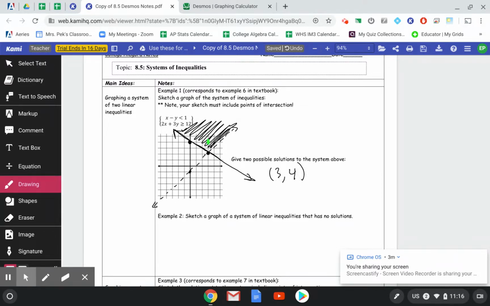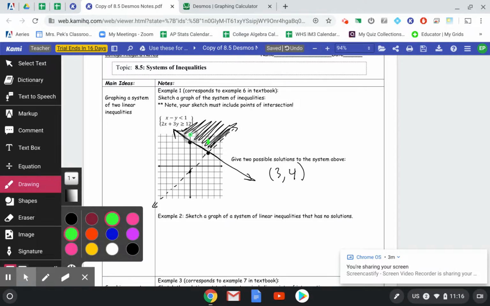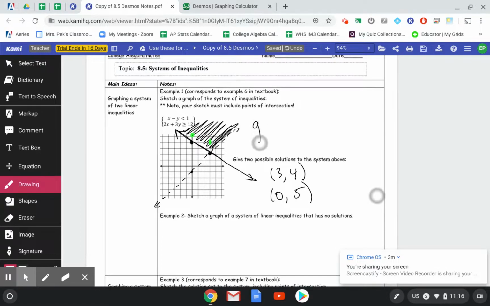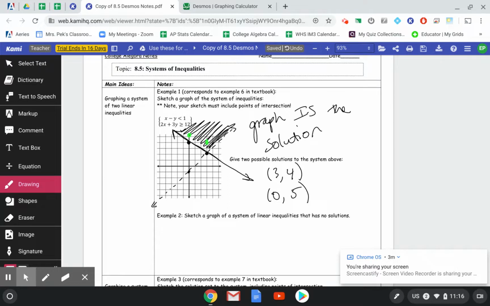I can go on the y-axis if I want. I can use this point here, and that's going to be the point 0, 5. You can choose any points in that shaded region, but the solution of the system is actually just the graph. So the graph is the solution. I don't know, kind of weird to say that, but if it just says solve the system, then your graph is the solution. If it says give 2 possible solutions, then they want 2 possible points.